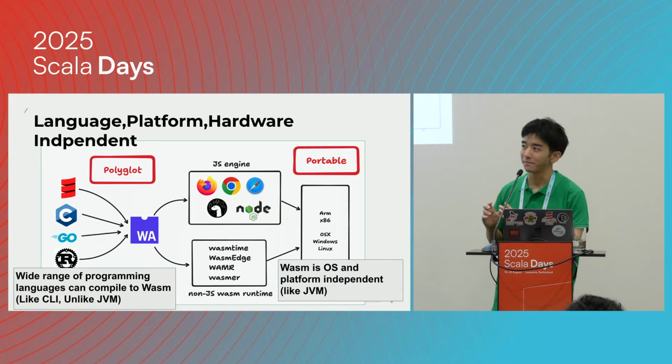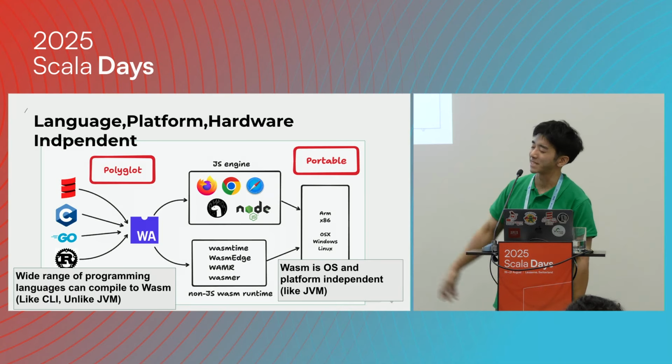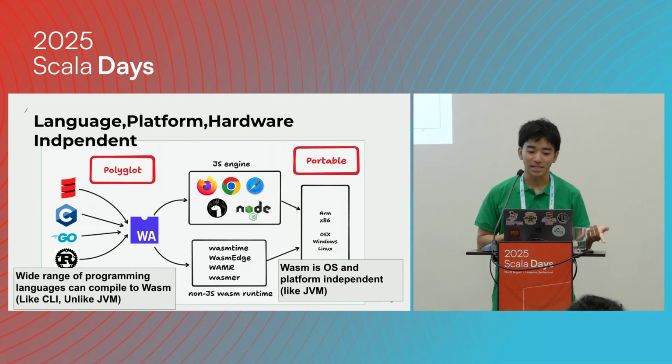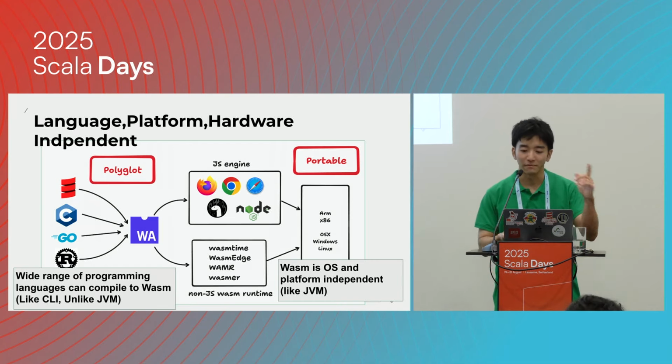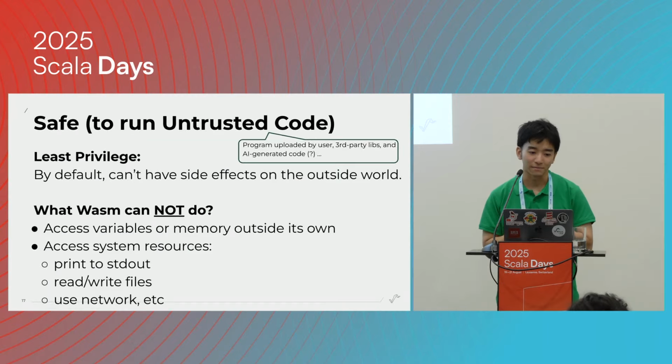But on the other hand, Wasm is the same as Java in being portable. So it is platform independent and OS independent. So write once, run anywhere applies to WebAssembly as well, on top of the JVM.